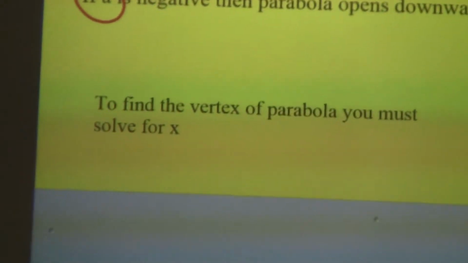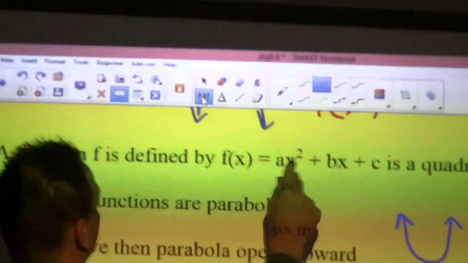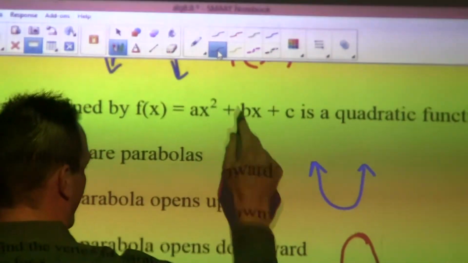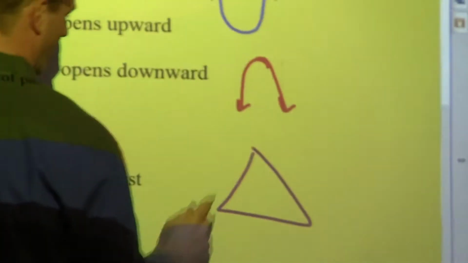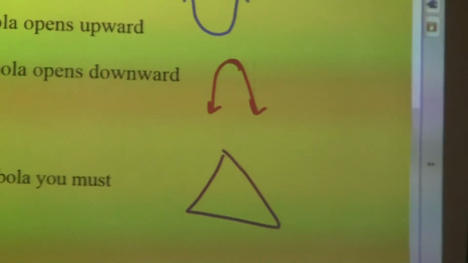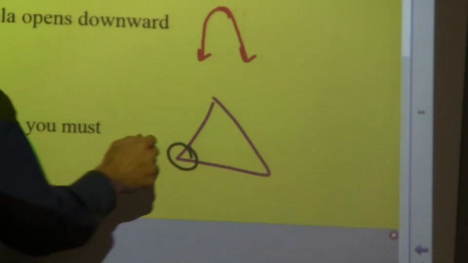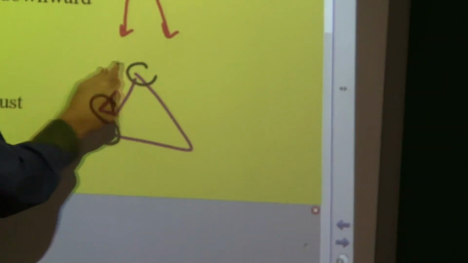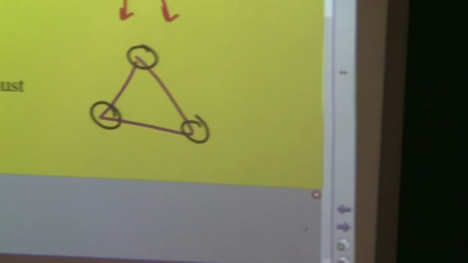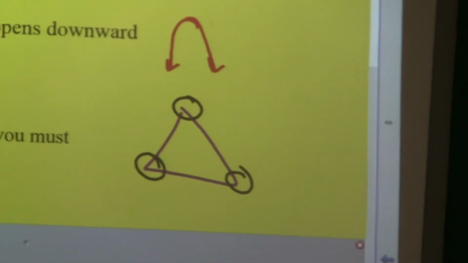If you had a triangle, your vertex would be there, the vertex of the angle. We're trying to find the vertex of the parabola.